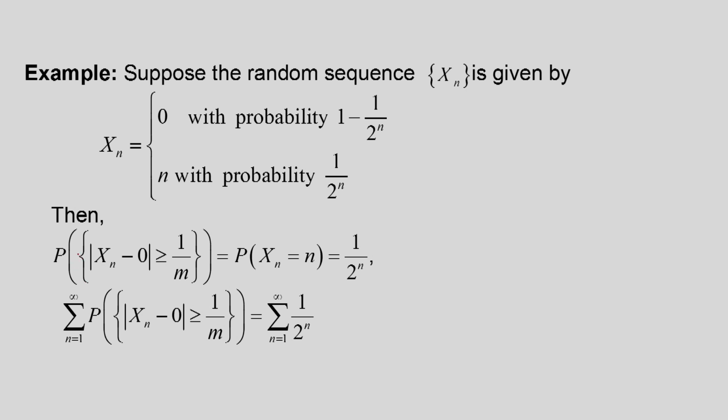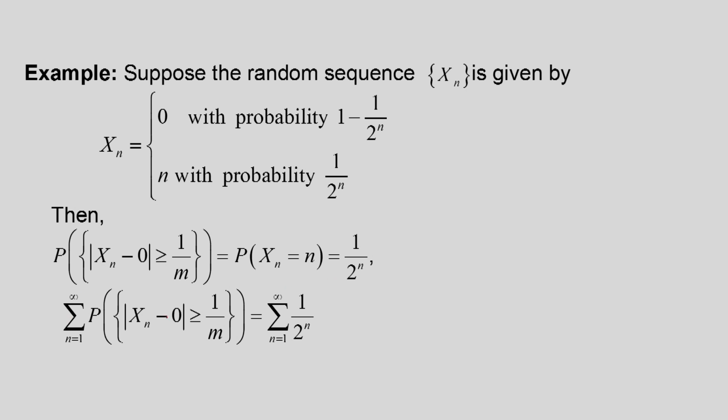So we see that the probability of mod of xn minus 0 greater than or equal to 1 by m is equal to the probability of xn equal to n, because only for n does this quantity become different from 0. Here it is exactly 0, therefore only n we have to consider. The probability of xn equal to n is equal to 1 by 2 to the power n.